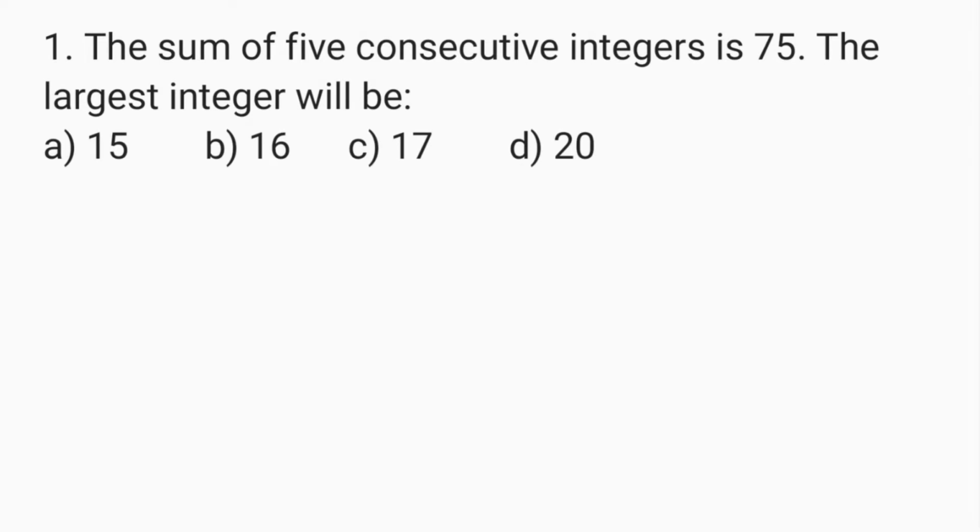Well, first question: the sum of 5 consecutive integers is 75. The largest number will be. Now, what does this mean? Consecutive integers means like 11, 12, 13, 14. These are consecutive integers. Okay. Now, the sum of 5 consecutive integers is 75.